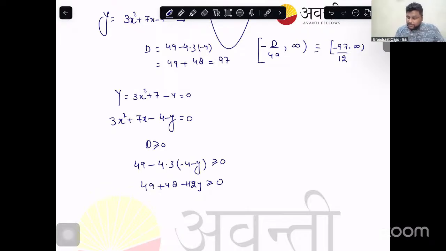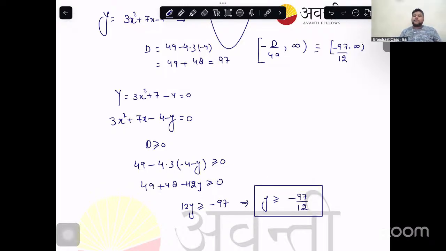So 12y is more than or equal to minus 97. So y is more than or equal to minus 97 upon 12. Am I clear? So this is how we find the range of quadratic polynomials. For linear and cubic, we already have an idea that their range is always R. For fourth degree and onwards polynomials, getting the exact idea for the question is not easy, and it may vary depending upon the question. So if we come across some question, we'll go through it.